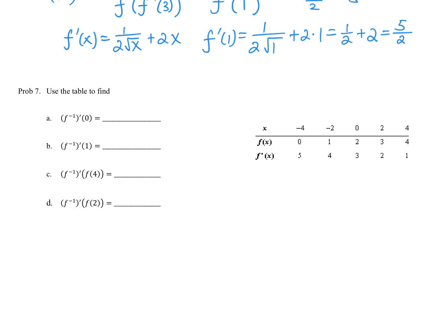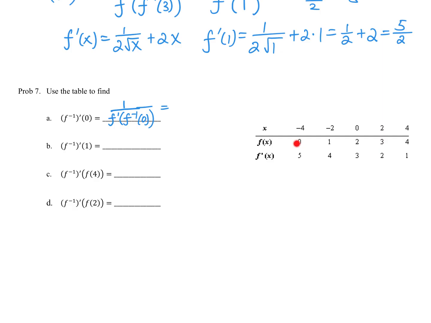Now let's close this section by actually using the table provided to find the derivative of the following. So now, let's look at the first one. The derivative of f inverse at 0. Okay, according to the theorem, this is equal to 1 over f prime of f inverse of 0. Okay, we need to figure out the x value so that f of this value is equal to 0.